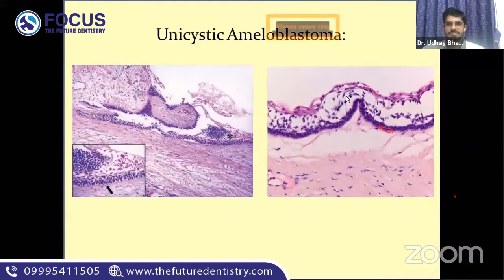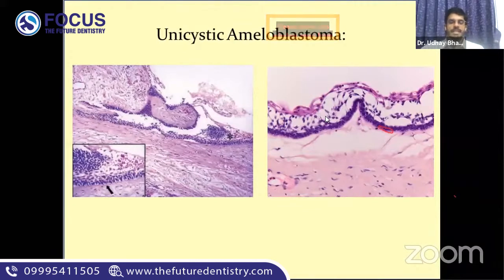Look at this. So this is typical. If this was in a follicle, you would call it follicular ameloblastoma, isn't it? So the same thing, when you see it in the lining of a cyst, you are calling it unicystic ameloblastoma. Simple as that. So this is usually seen in association with a dentigerous cyst. So please keep this in mind.